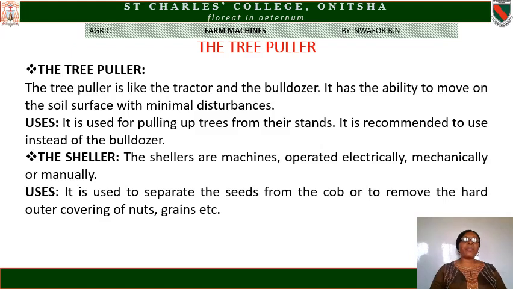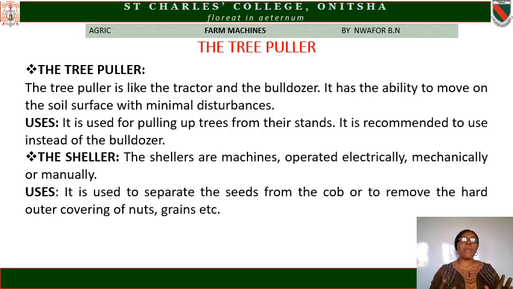The tree puller, another type of farm machine. The tree puller is like the tractor and the bulldozer that we've described before. It has the ability to move on the soil surface with minimal disturbances. That is one advantage of using it. Then the uses. Just as the name is, it is used for pulling up trees from their stands.